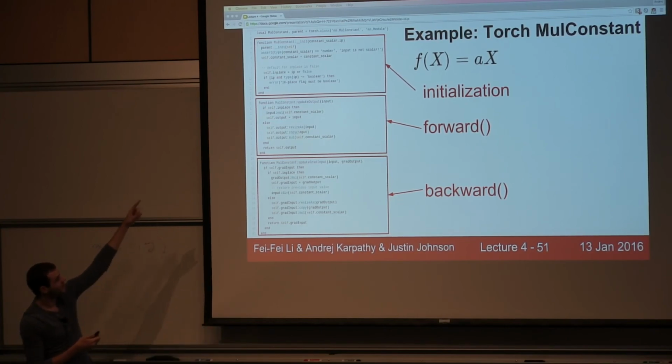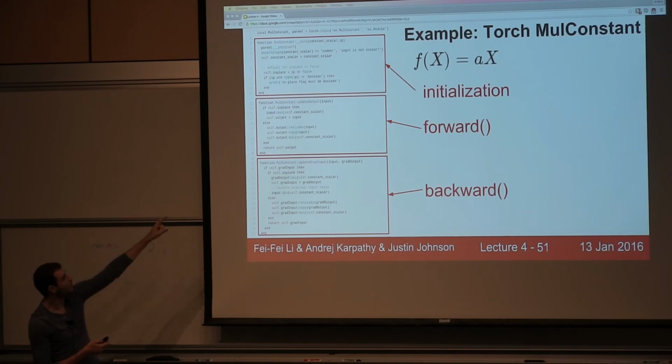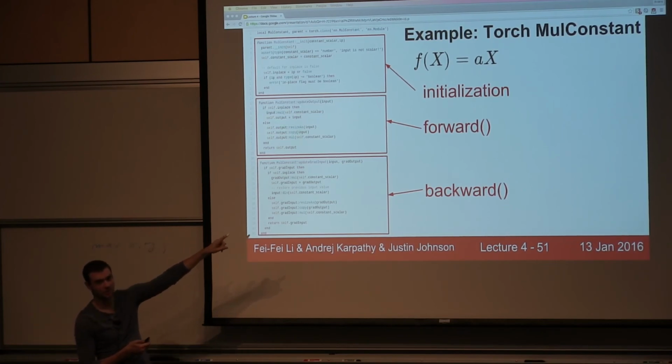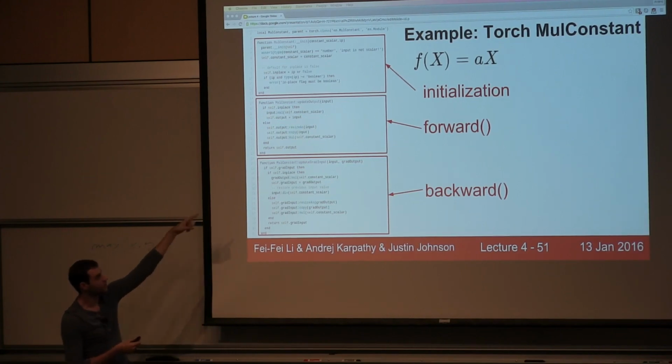And you can see that this layer actually has just 40 lines. There's some initialization stuff. This is Lua, by the way, if this looks foreign to you. But there's initialization, where you actually pass in that a that you want to use as your scaling. And then during the forward pass, which they call updateOutput, all they do is just multiply a times x and return it.